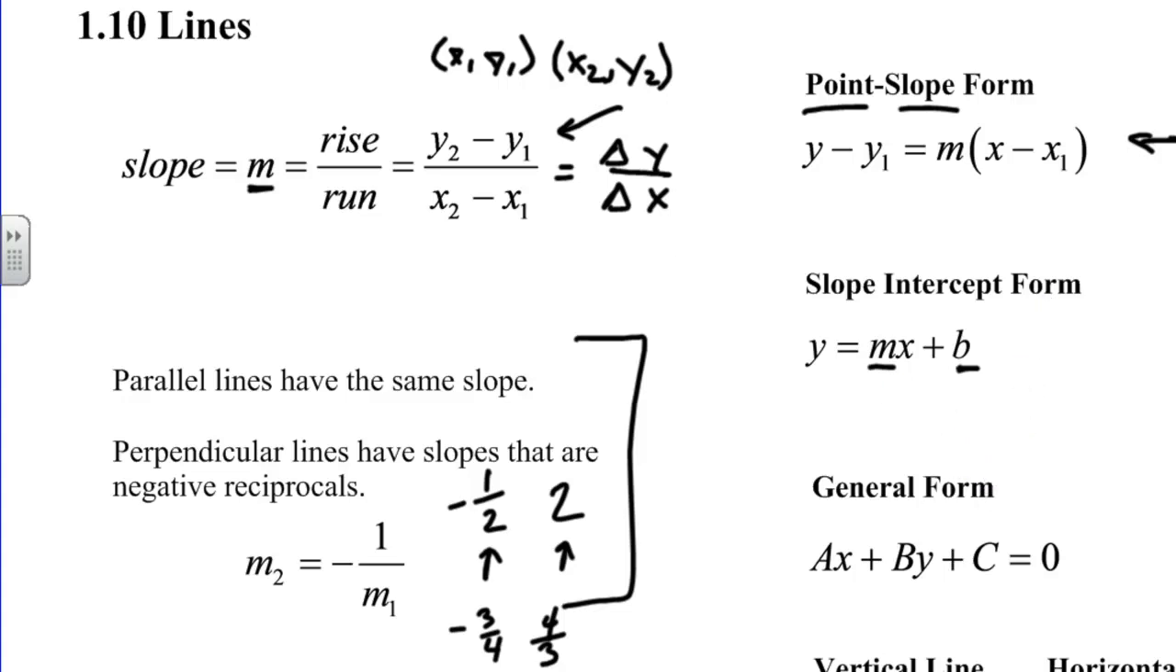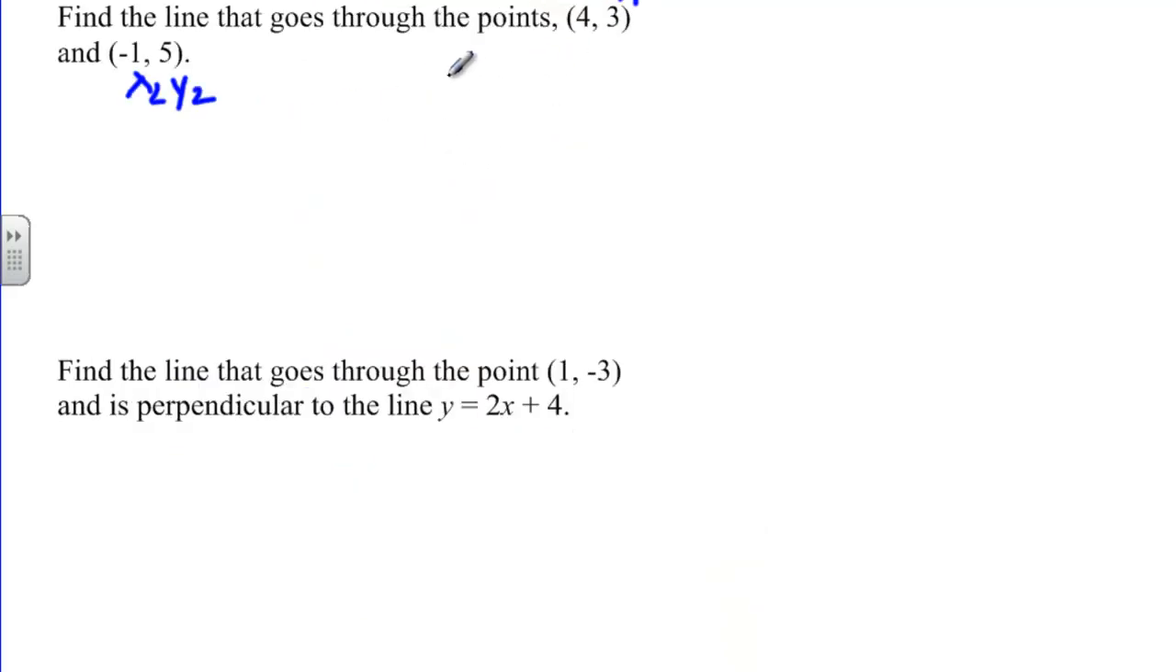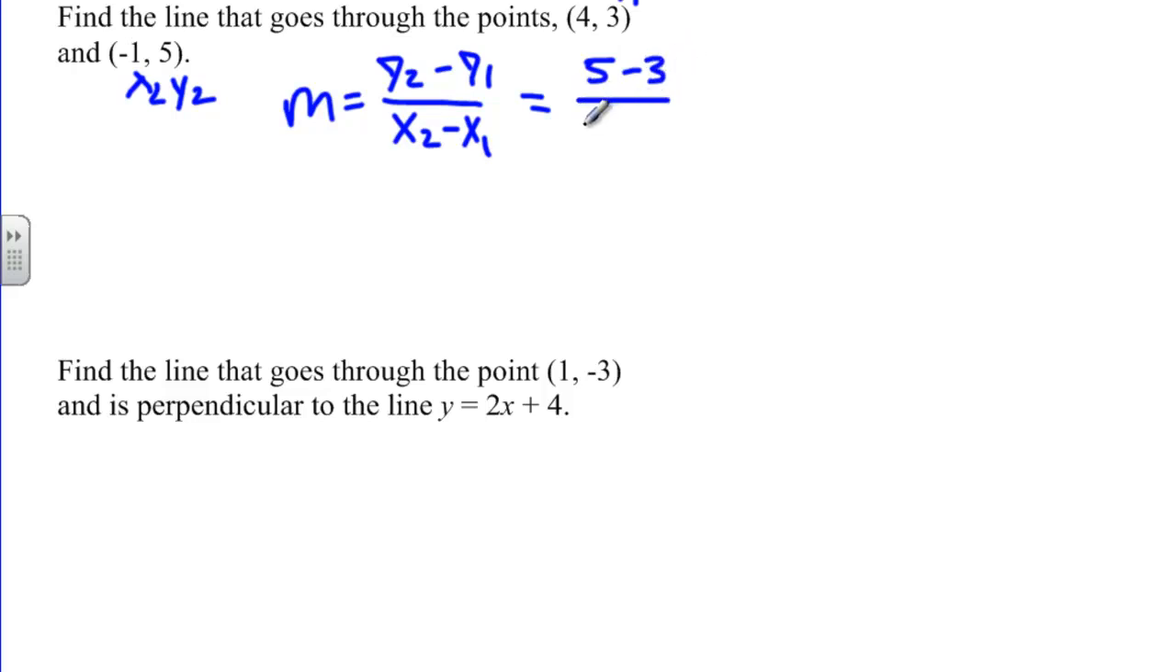So what I need to do is use these 2 points to come up with a slope. I'm going to say m equals y2 minus y1 over x2 minus x1. And then I plug in what I know. So y2 is 5, y1 is 3, x2 is -1, and x1 is 4. So 5 minus 3 is 2, -1 minus 4 is -5, so -2/5 is my slope.